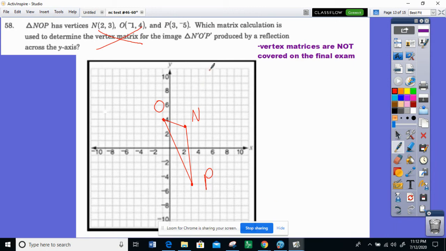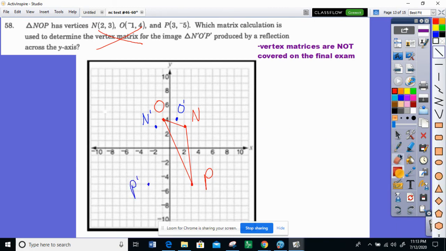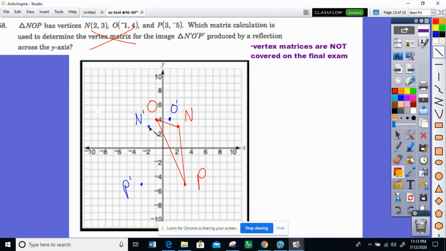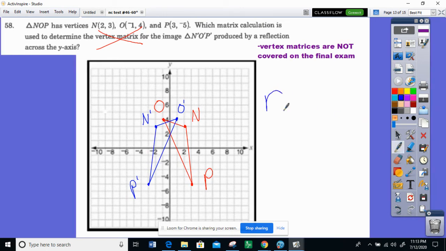Instead, we're going to show how to do this as a reflection across the y-axis. That means take this point O and reflect it over here. There's O prime. Take this point N and reflect it over here. There's N prime. Take this point P and reflect it over here. There's P prime. You end up with two really wonderfully congruent triangles. And as a reminder, the notation for a reflection is lowercase r with the line of reflection as a subscript underneath.